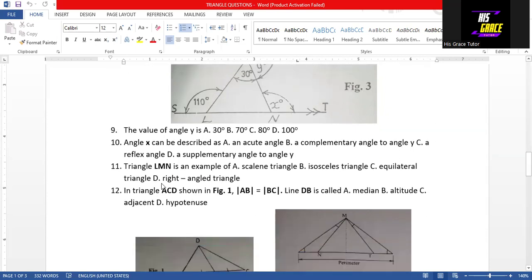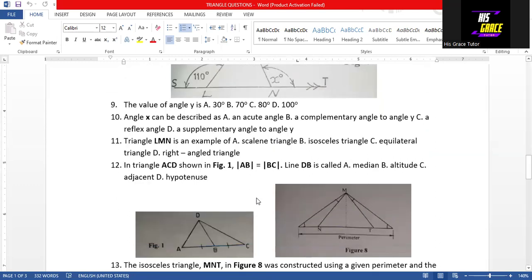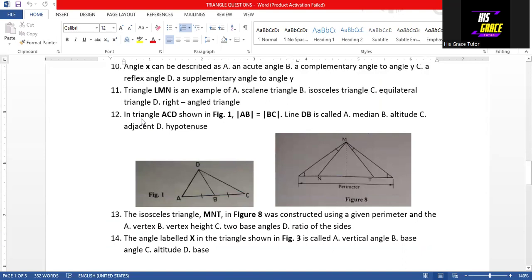Then for question 11, question 11 says that triangle LMN is an example of scaling triangles. That is option A is the answer to this question. Then going to question 12, in triangle ACD shown in figure 1, AB equals BC. Line BD is called median. As part of triangles that we treated, we talked about median. So when a line is like this in a triangle, we call it a median. So option A is the answer to this question.